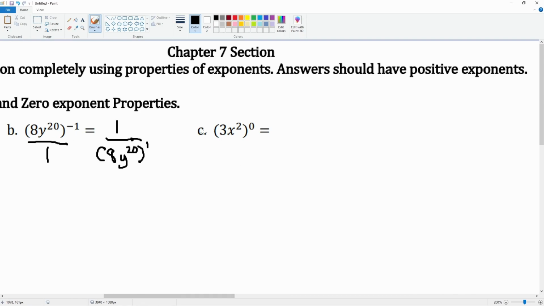And lastly, c, anything to the 0 power will always be 1. So 3x squared to the 0 power would always be equal to 1. There you go.